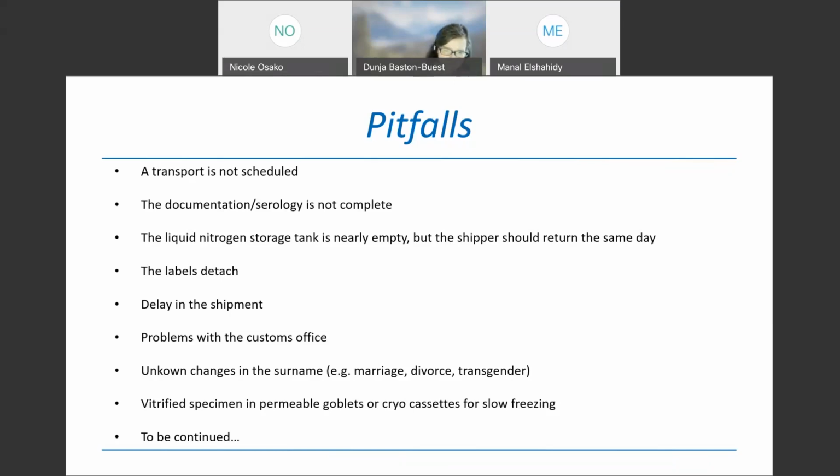And what sometimes happens is that really vitrified specimens are transported in impermeable goblets. So you lift the goblet and you think it's tight, but it isn't. And then you will lose your liquid nitrogen again. Or one time we had to transport and the vitrified specimen were put in cryocassettes for slow freezing. So it was really hard to get them out of there.